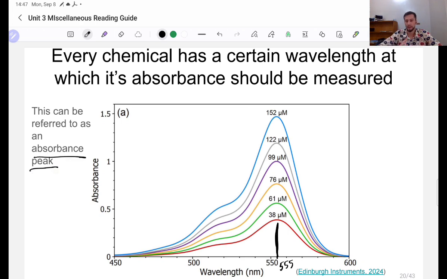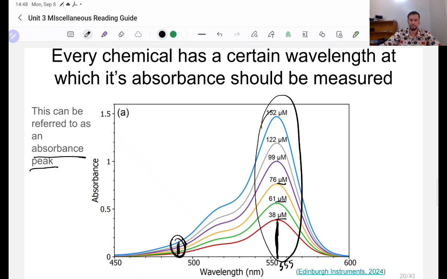Actually measuring at the absorbance peak for a particular chemical is really important, because if we measure down here, we won't notice much of a change between these different concentrations. But if we are over here, then we can get more accurate measurements using peak absorbance, because we'll see a bigger difference in the absorbance values depending on the concentration. So it's easier to make an accurate measurement. And so it's very important.